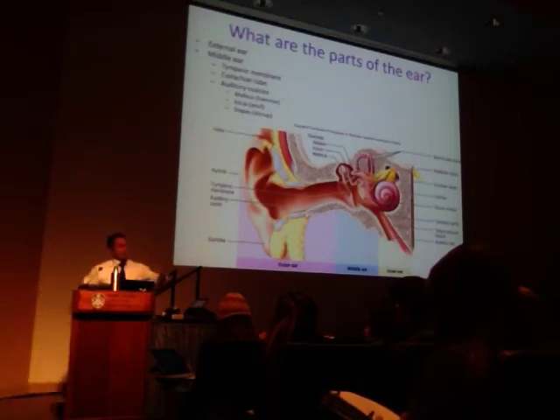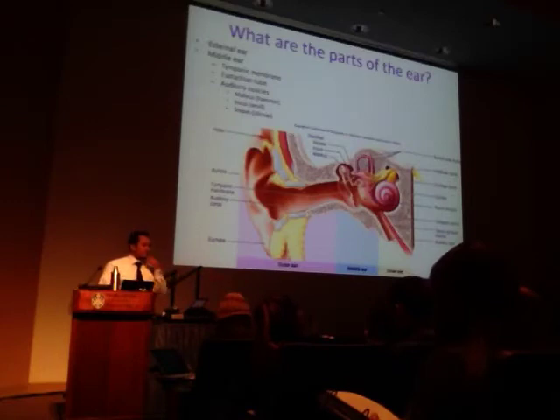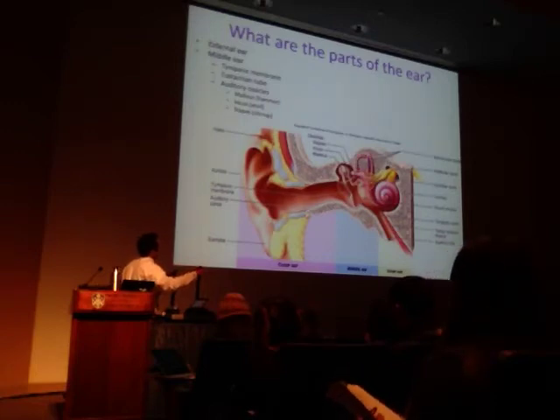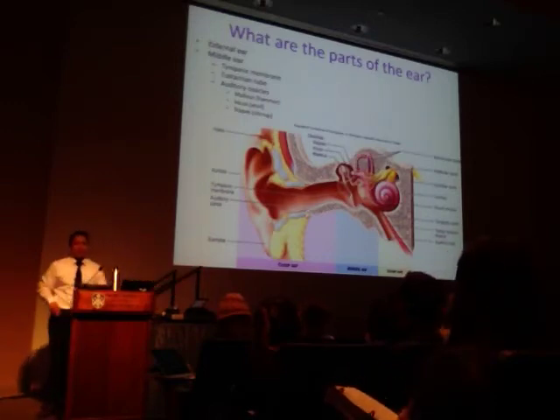And the oval window is the boundary between the middle ear and the inner ear. Make sense? And then when we get into the inner ear, we're going to see more of a labyrinth that we're going to look at here momentarily.